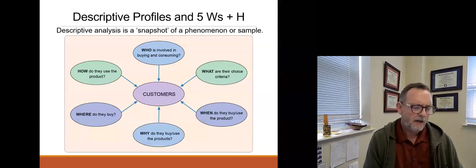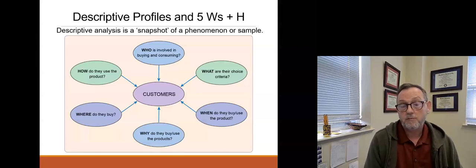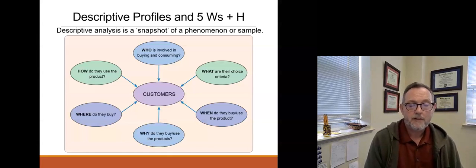Where do they buy? We apply that to things like channels, like where the product is located. We might also think of the context in which they buy, like if they're buying online or in a retail store or something like that. And then how do they use the products, the H? How do they use the products?